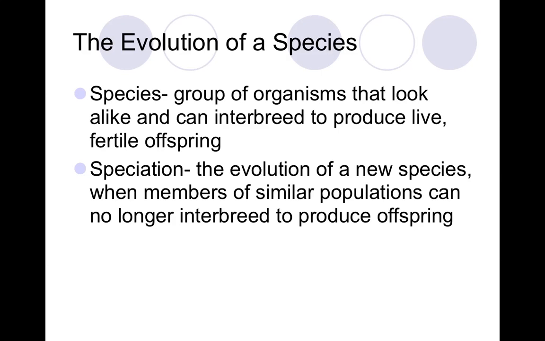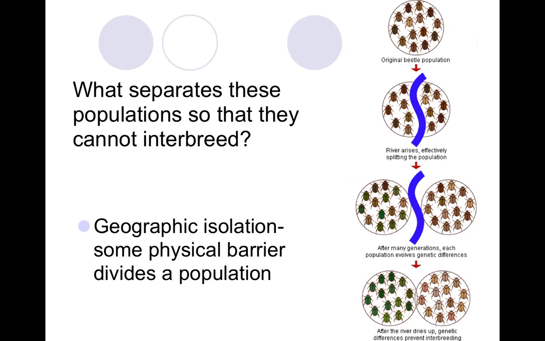Speciation is when, within that species, we get the evolution of a new species, and that's when members of similar populations no longer interbreed to produce offspring. So speciation is the evolution of a new species. What separates these populations so they cannot interbreed? Well, it could be geographical isolation. It could be a river that separates one half of the population from the other half, thus changing the allele frequency. So it could be some physical barrier.